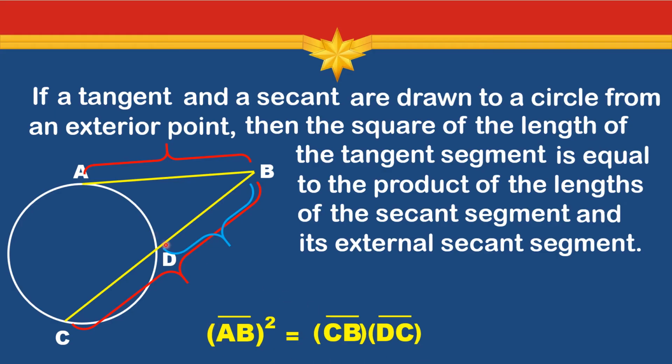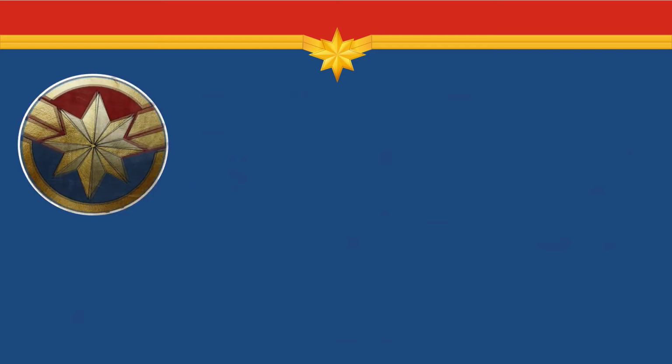Ulitin ko ha. Tangent second to ha. Kunin natin yung tangent. Ito yon AB. And then, i-square natin equals yung isang buong second, which is CB, times yung external second segment niya. Ganon. Let us have an example.